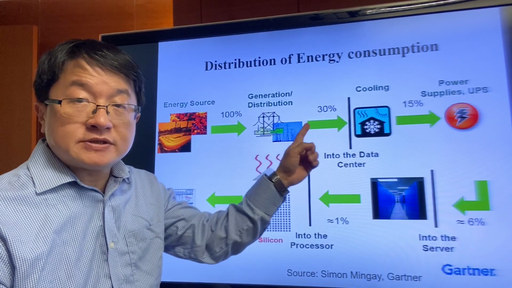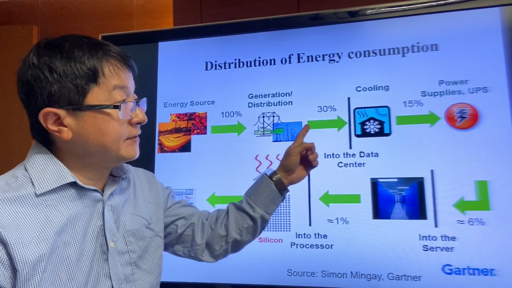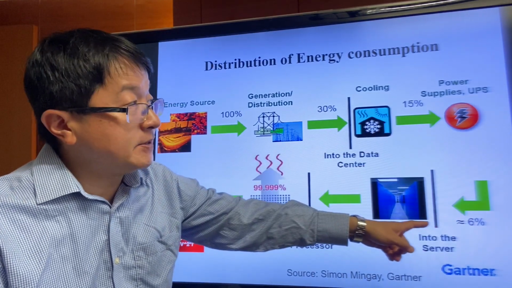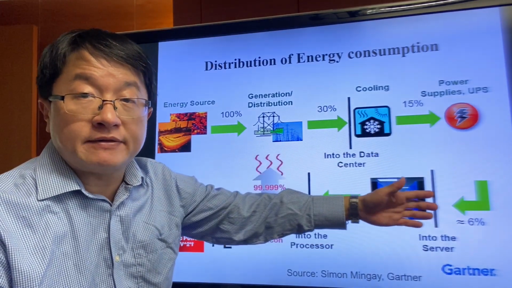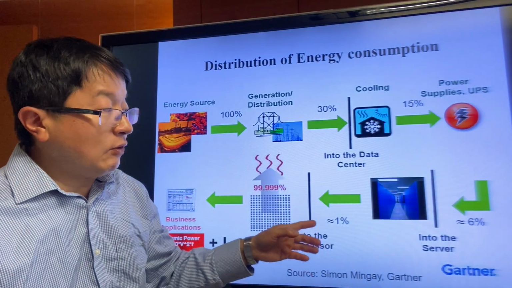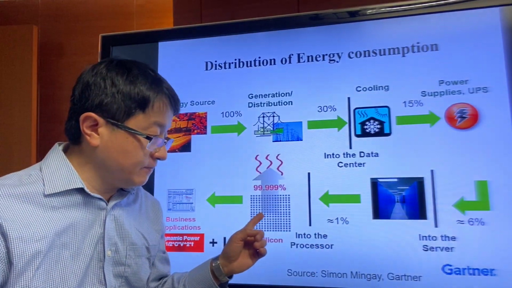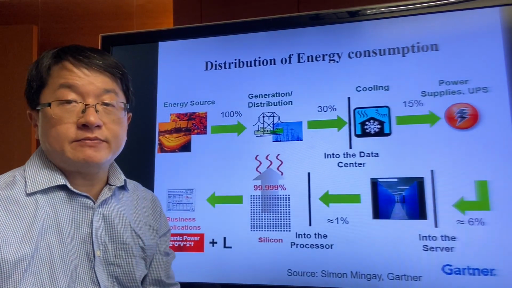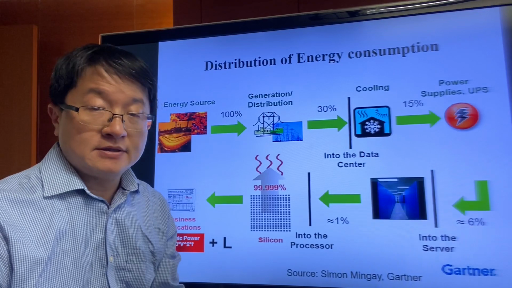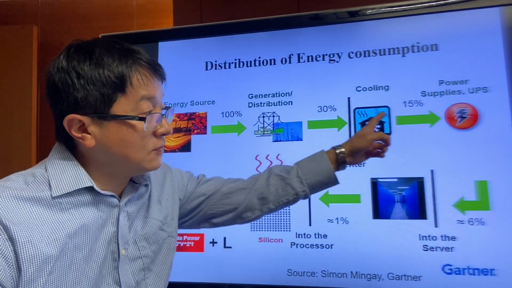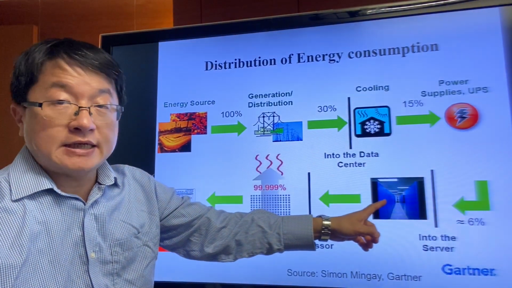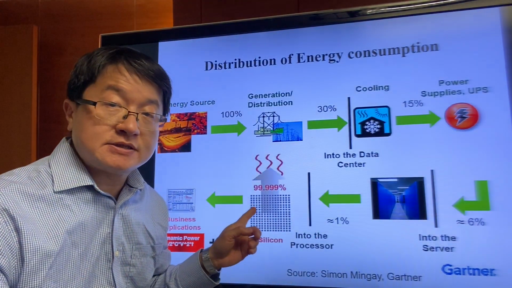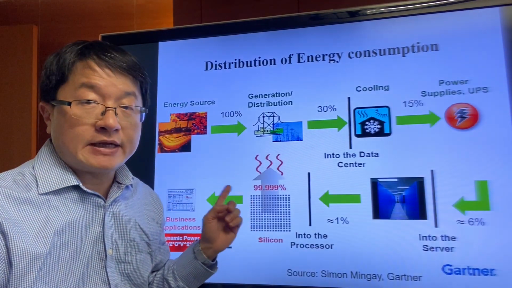In the distribution process, 70% will be lost, then 15% will be spent on cooling, another 9% will be spent on the conversion of the power and voltage level, and then only 1% will really feed into the processor. And then in the processor, about 0.01% will be spent on the process. So if we can reduce all these energy consumptions, and focus more energy on the business process, the processing power, we can save a lot of energy.